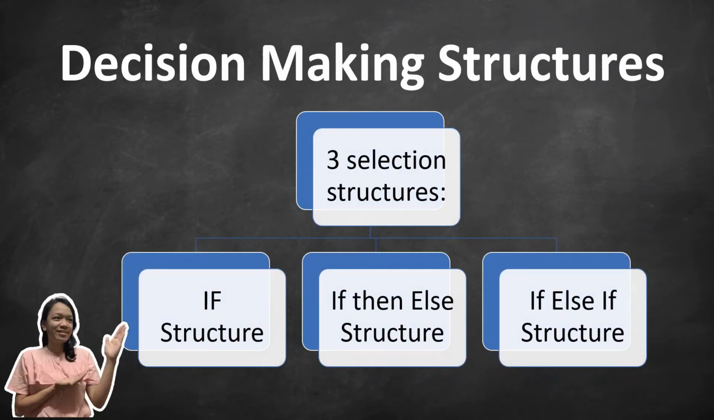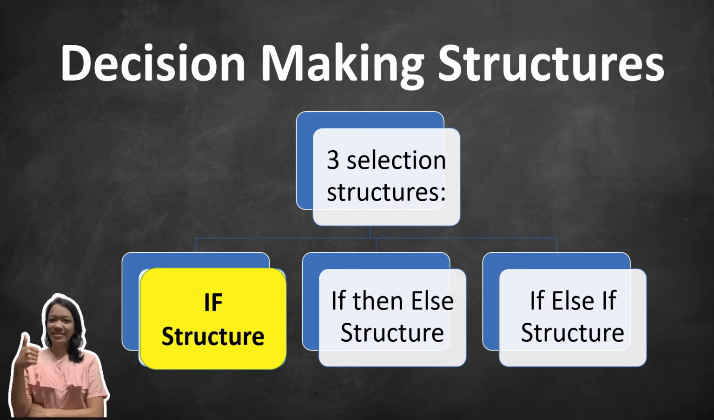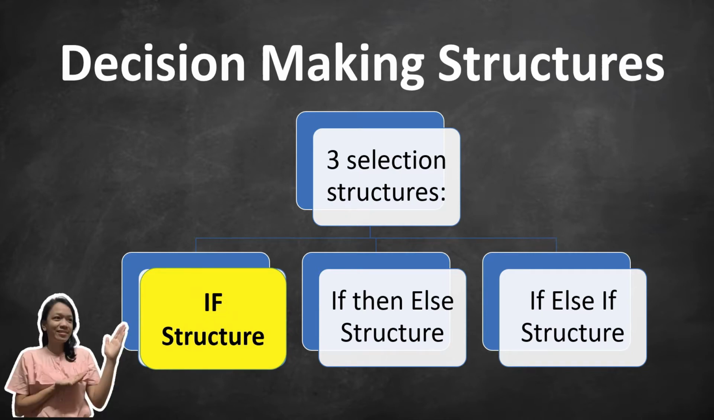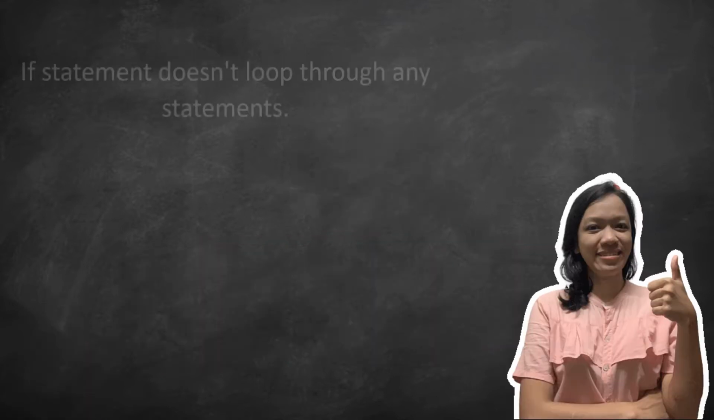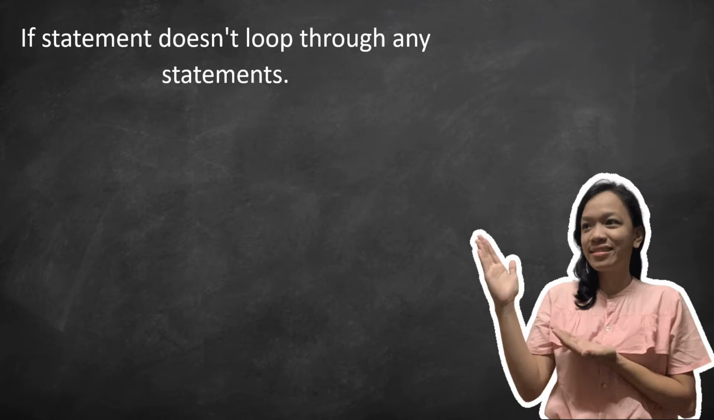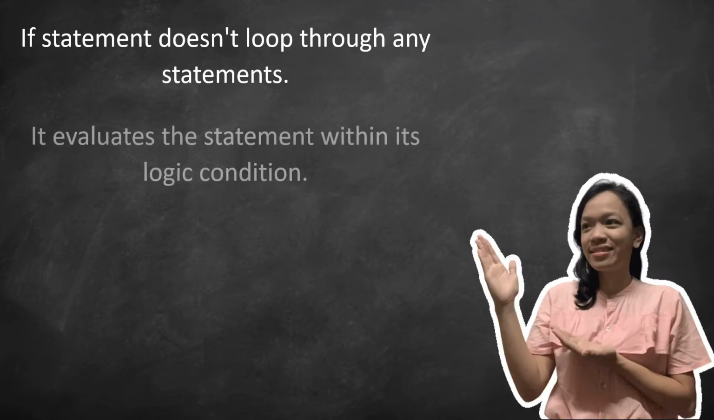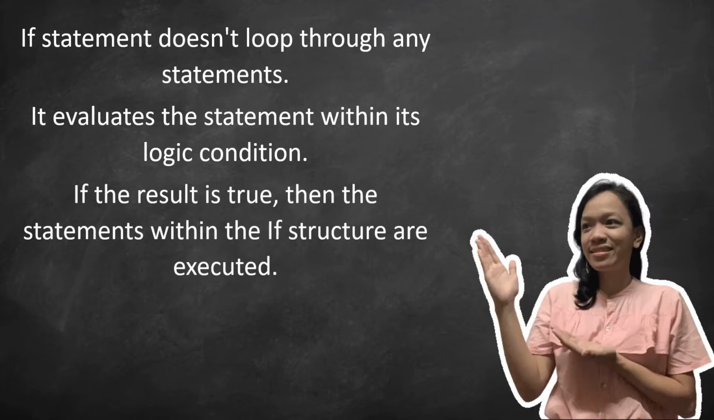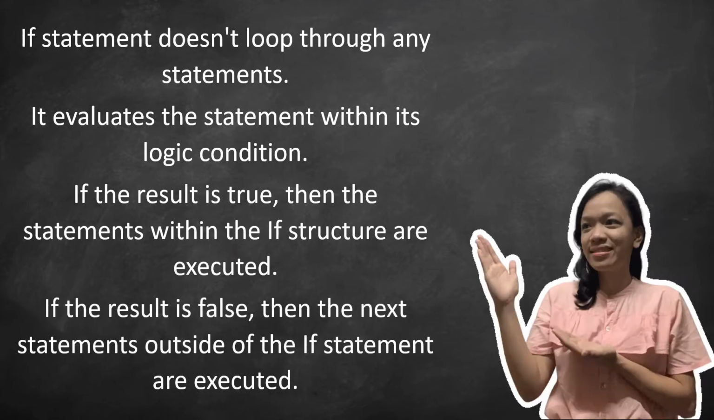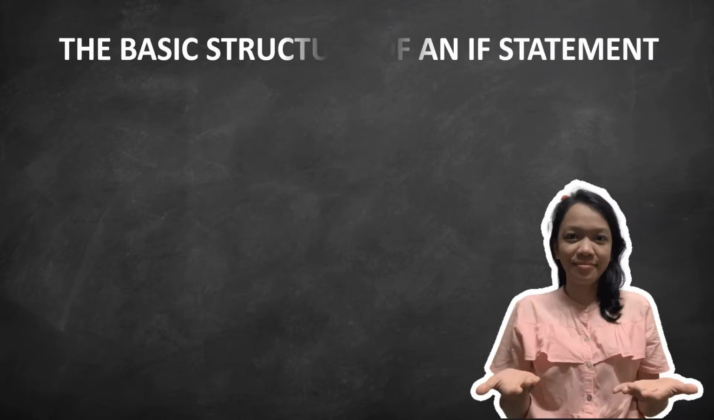In a decision-making structure, the if statement is probably the most common control flow element. However, the if statement doesn't loop through any statements. It evaluates the statement within its logic condition. If the result is true, then the statements within the if structure are executed. If the result is false, then the next statements outside of the if statement are executed.